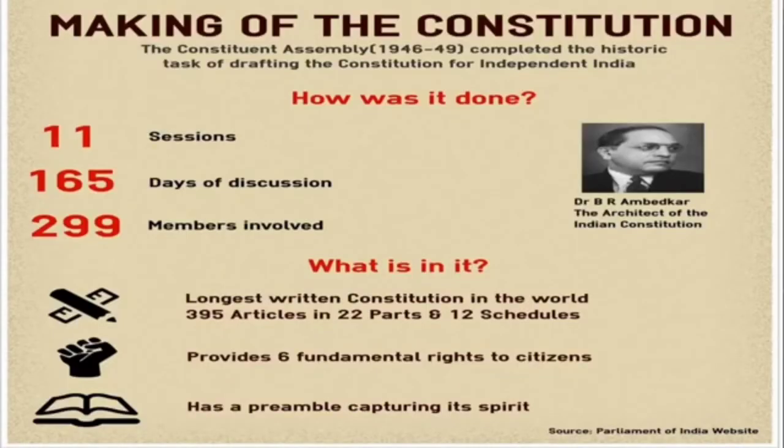So you can see this is a very important page where a lot of things about the Indian constitution are available for you for your understanding. So the Constituent Assembly was the group that went on to make the constitution. How was it done? It was done in 11 sessions, that is, they met 11 times. They discussed for 165 days. And how many members were there? There were 299 members. Alright?